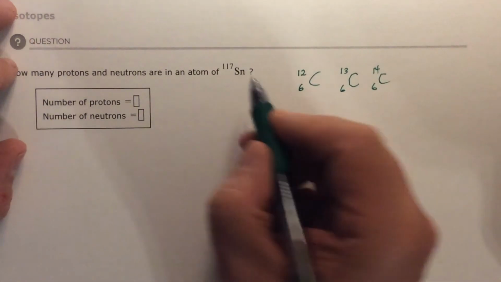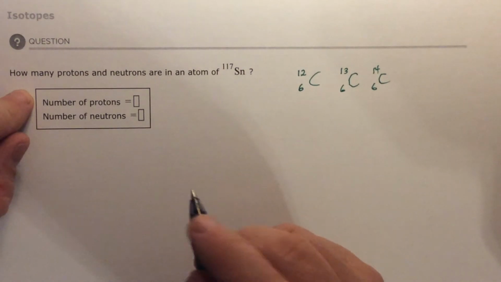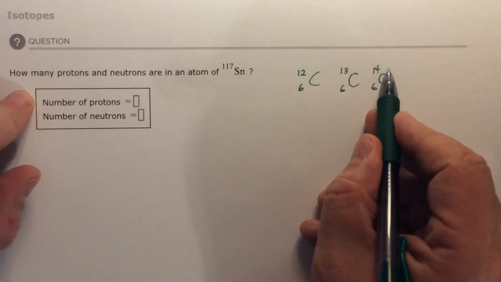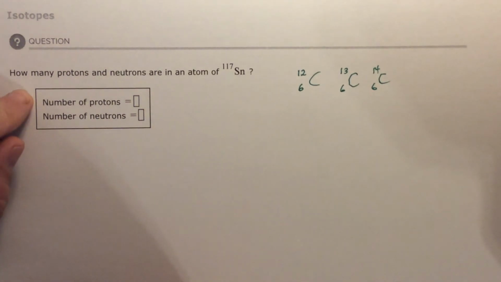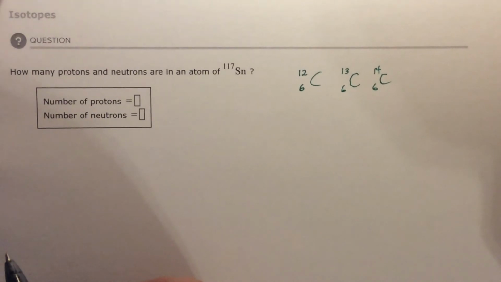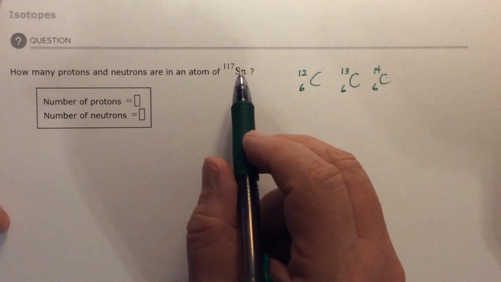So in this example, they're giving us tin-117, and that's how you would name it. You name it according to its mass number, and its mass number is the number of protons plus the number of neutrons. So you're going to look up on the periodic table what the atomic number of tin is. It's 50. It's not on this problem, so you're going to have to look that up, but it's on the table.